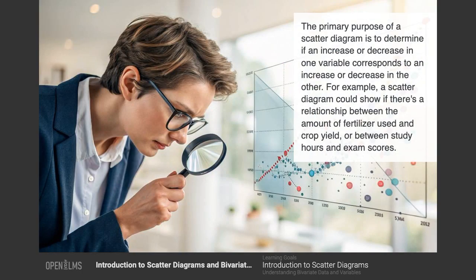The primary purpose of a scatter diagram is to determine if an increase or decrease in one variable corresponds to an increase or decrease in the other. For example, a scatter diagram could show if there's a relationship between the amount of fertilizer used and crop yield, or between study hours and exam scores.